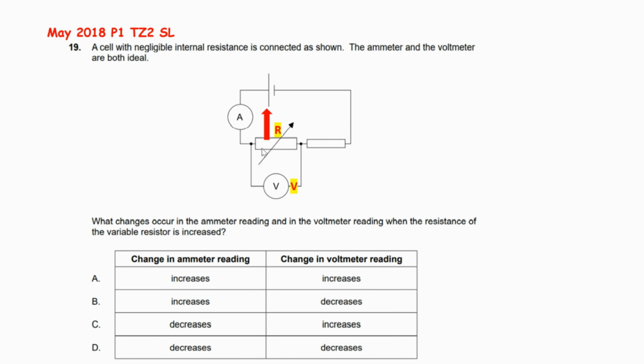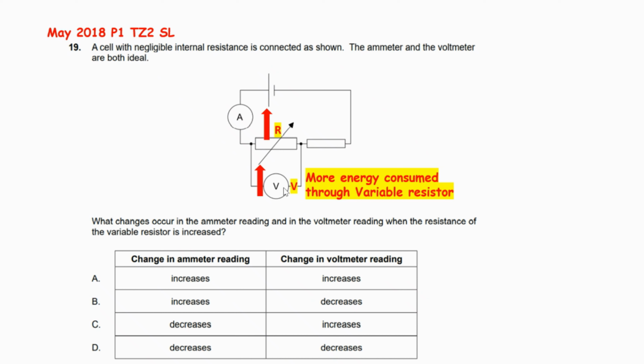It means that more energy is consumed across the variable resistor, so the voltage across the variable resistor increases as well. So the reading of the voltmeter increases because of what? More energy consumed through the variable resistor, according to the formula V equals W over Q.